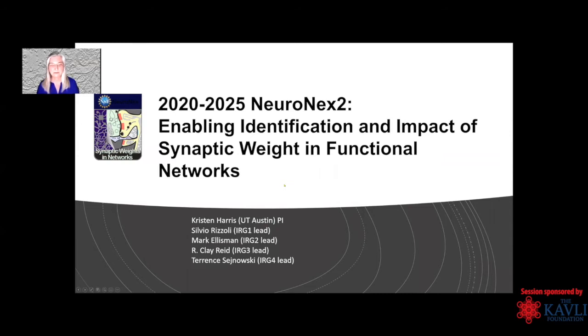In 2020, we also obtained a NeuroNex2 to enable the identification of the impact of synaptic weight in functional networks, and to use some of these new tools that we've developed under the auspices of the technology hub. I'm the lead PI on this, and we have four integrated research groups from across the world with four outstanding leads helping in this work.